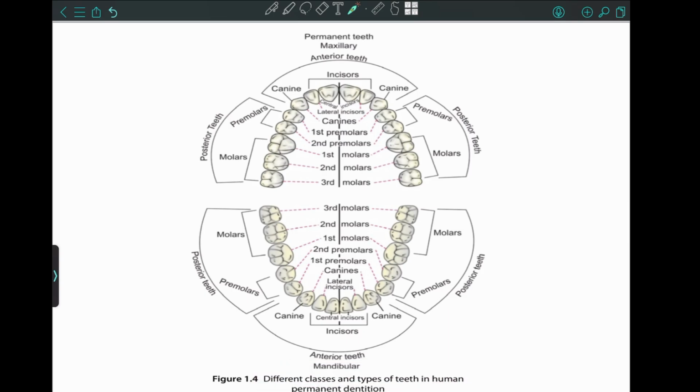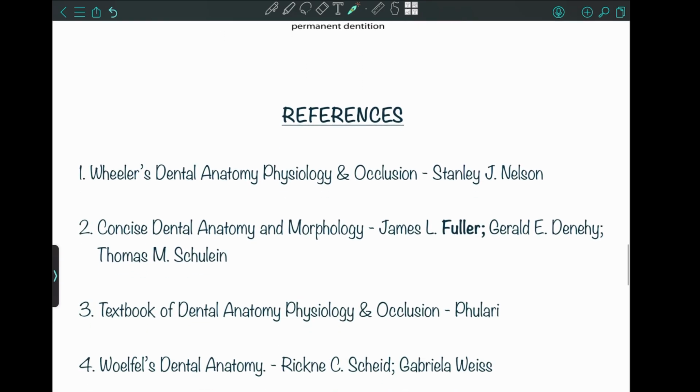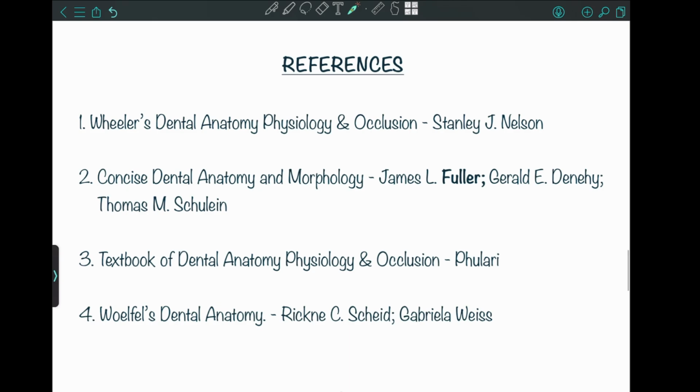So today we have covered types of dentition, the arrangement in dental arches, and the classes and types of teeth present in human dentition. In the next lecture, we will be learning about the dental formulas, the stages of dentition in humans, and the parts and structure of teeth.